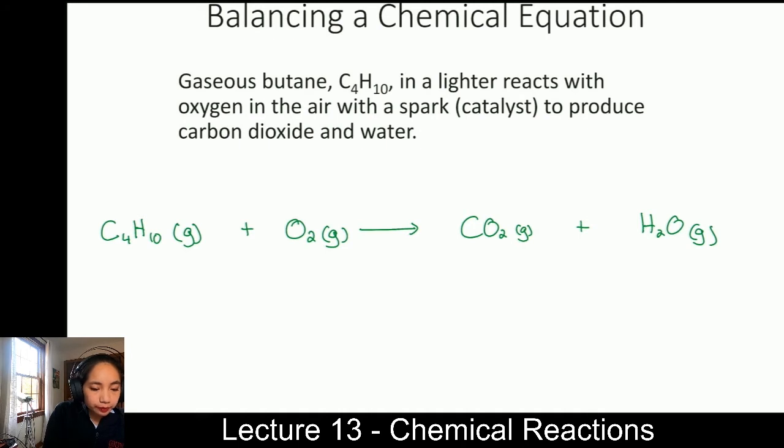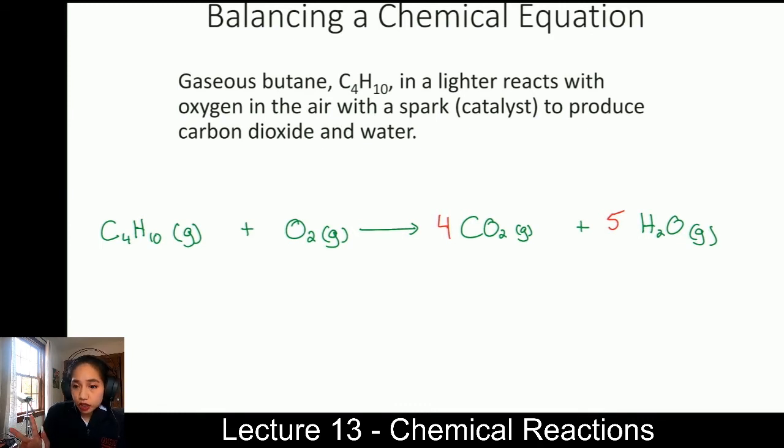So carbon. There are 4 carbons in butane, so I'm going to put a 4 in front of CO2. Next is hydrogen. So there's 10 hydrogens on the reactant side, and there's 2 hydrogens on the product side. So I'm going to scale that up to 5, a coefficient of 5 in front of water. So 5 times 2 is 10. 10 hydrogens. So now we have 10 hydrogens on the product side. So hydrogens are good. So we did carbon, hydrogen.